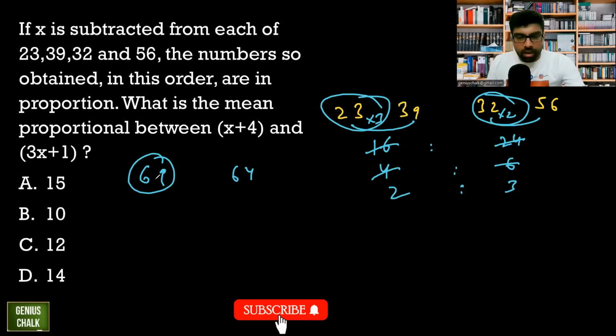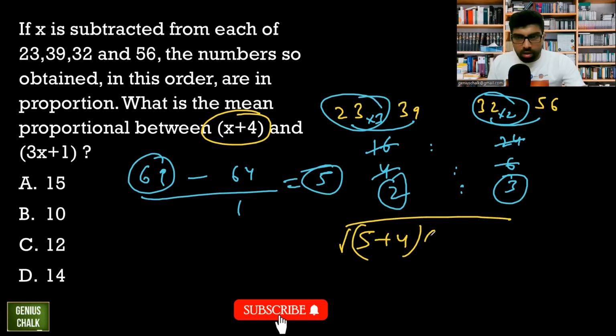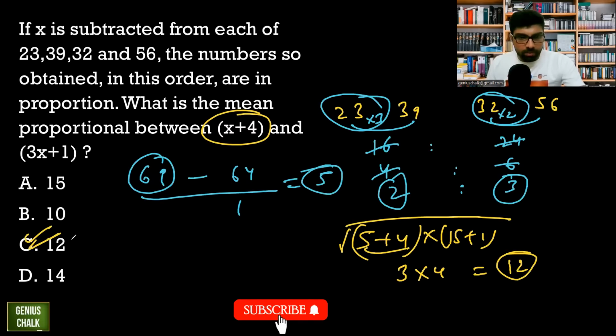This is coming ahead. So that means the answer is positive. By the difference of 2 and 3, that is 1. So the X value will be 5. So put this value here, get your answer. So the mean proportional is 5 plus 4 into 5 into 3, 15 plus 1. You know, 5 plus 4 is 9, whose square root is 3. 15 plus 1 is 16, whose square root is 4. The answer is 12. That is option C.